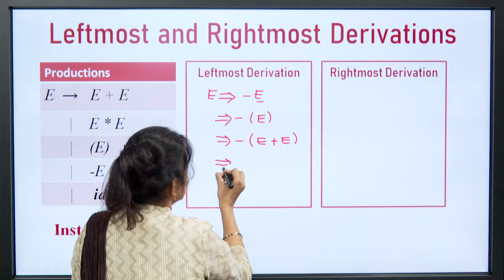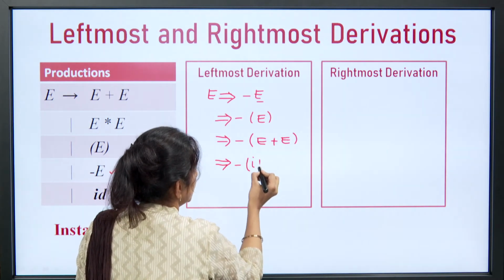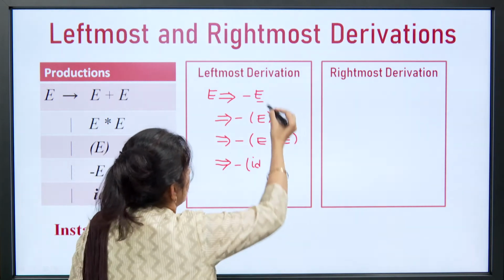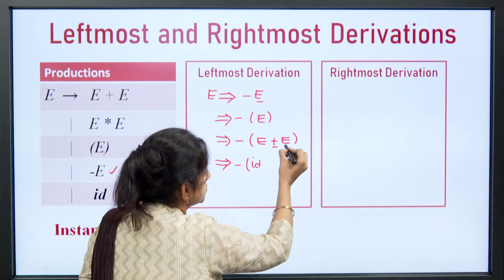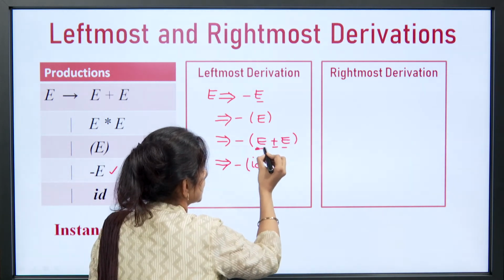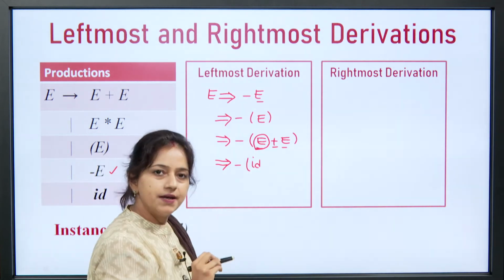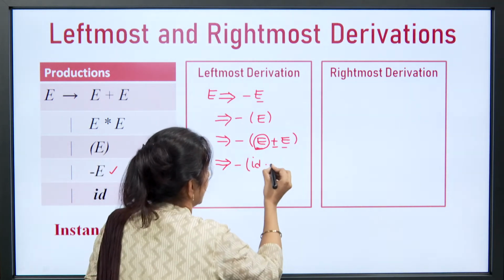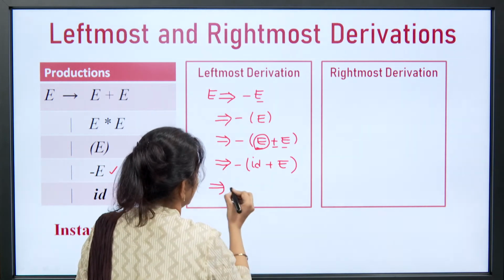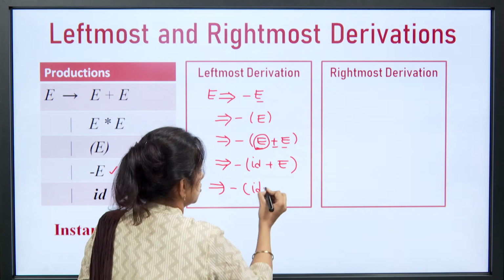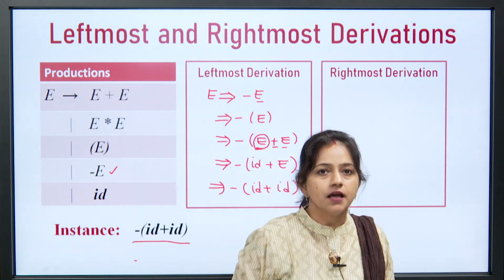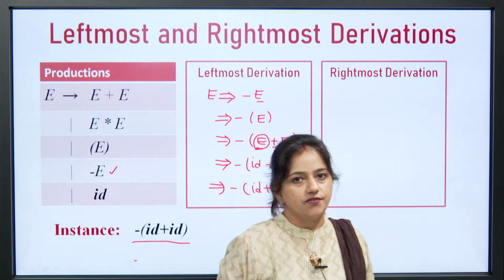Now, next is this. This E should be replaced with id because we are talking about leftmost derivation. So, in every step we will replace the leftmost non-terminal first. Here we have two choices, so this leftmost non-terminal should be replaced first. Here we will write id plus E. Now, if we scan from left to right, this E should be replaced with id. So, this is obtaining the derivation using leftmost derivation.